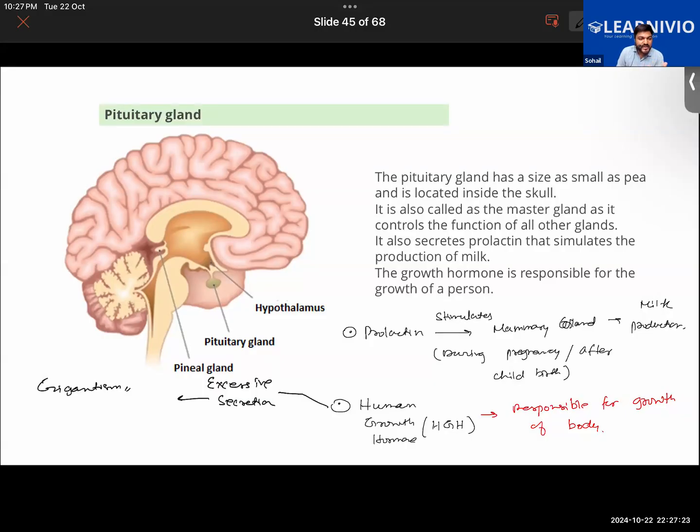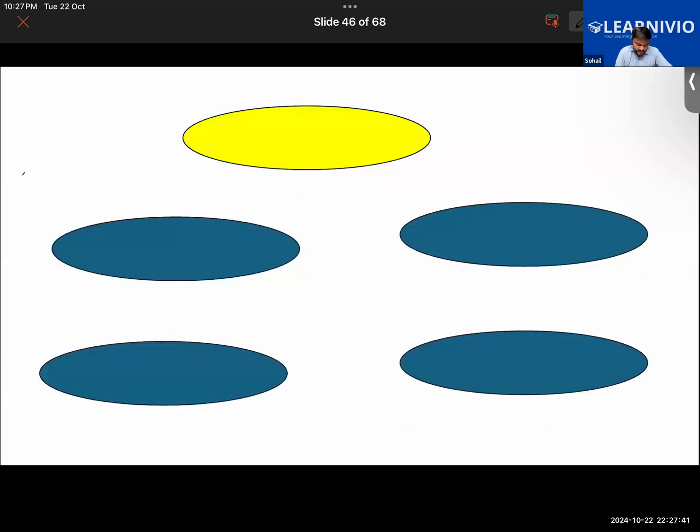The opposite of this is dwarfism. If it is not secreted in adequate amounts, if there is less secretion, that leads to dwarfism, in which the growth will be stunted. The growth will not be proper. So that is the case. Also, let us understand why we are calling the pituitary gland the master gland.